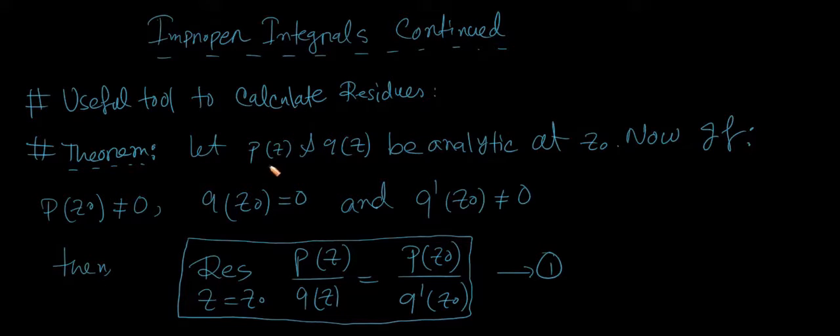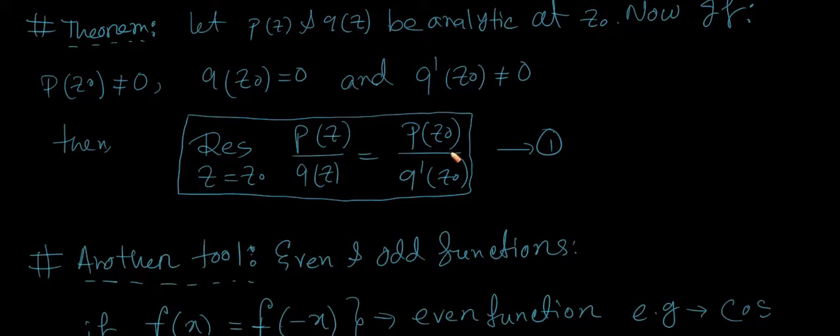So if you have two functions p and q and they are analytic at a point z0, then if p of z0 is not equal to 0 and q of z0 equals 0 and q prime, that means the first derivative of q with respect to z, evaluated at point z0, is not equal to 0, then the residue is simply p of z0 divided by q prime of z0. So this idea will come in handy, and again we are accepting this without any proof.